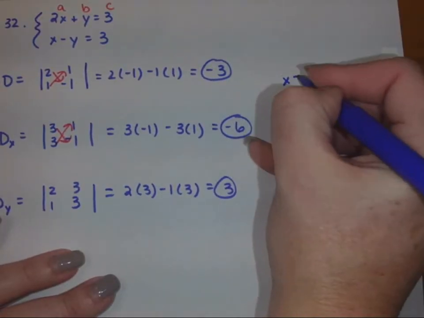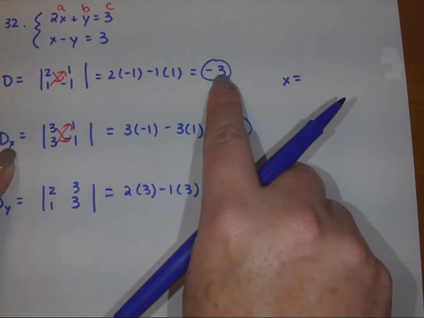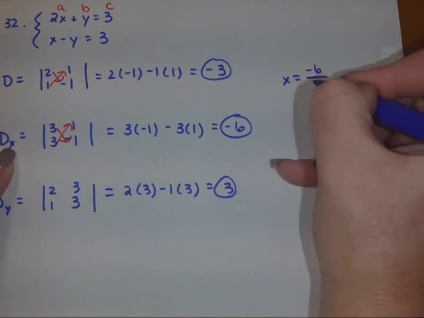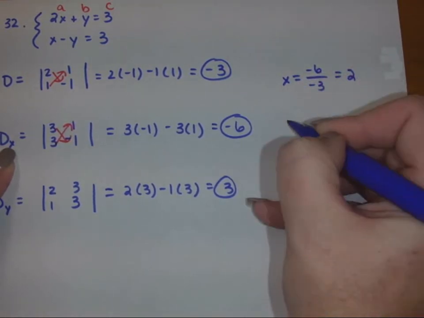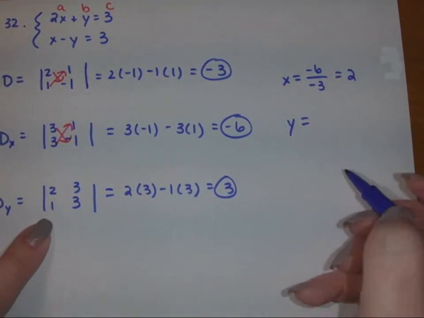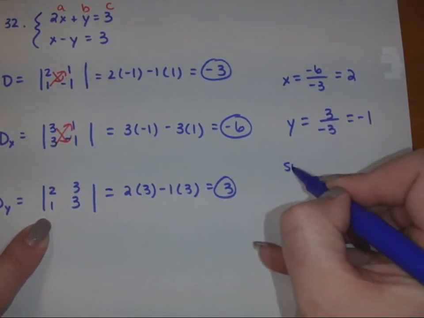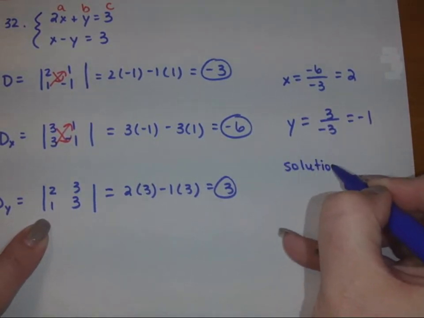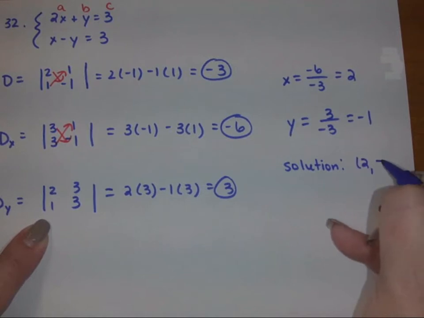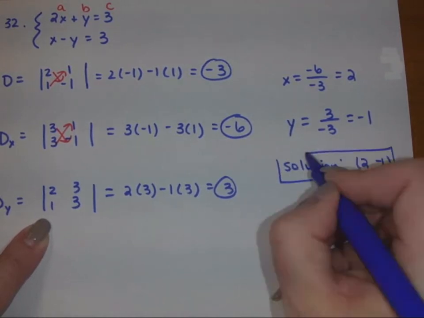So the solution is that x is going to be this one over this one. So x is going to be -6 over -3, or 2. And then y is going to be the d sub y over the regular old d. So the solution then, again, which can be checked like pretty much all these system of equations, is 2, -1.